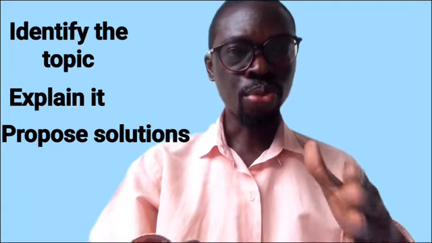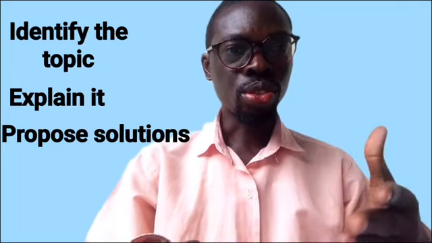So, in summary, there are 3 things you do when writing a problem and solution essay. 1, you need to identify the topic. 2, you need to explain it thoroughly. And 3, you need to propose solutions on how to solve the problem. Now let's go straight to stage 2. And in stage 2, we're talking about the pre-writing stage or planning stage.